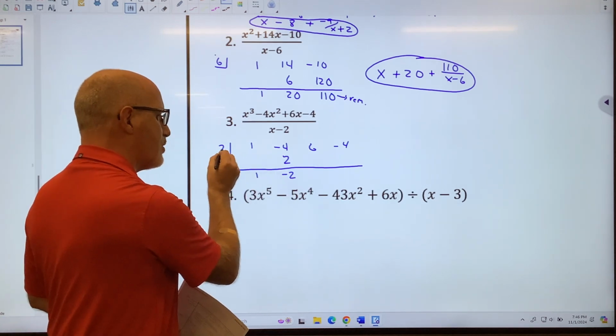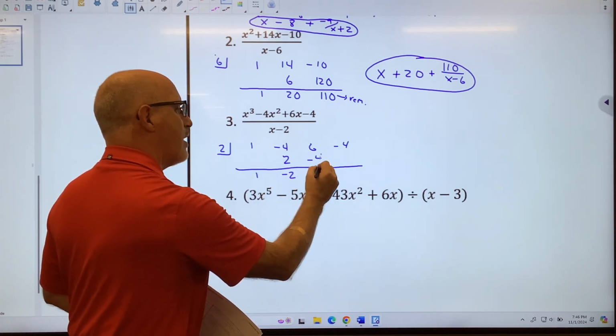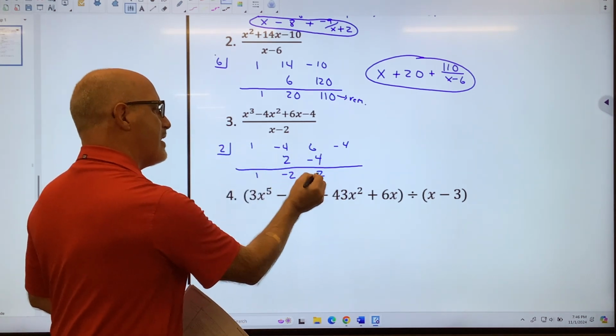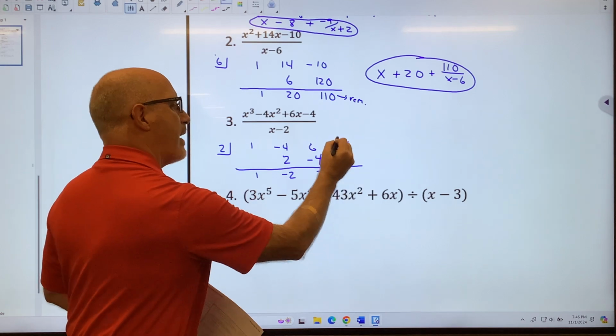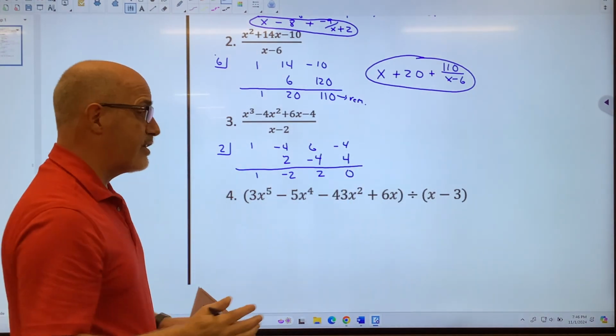Multiply these two, so the number in the box gets multiplied. So 2 times negative 2 is negative 4. Add straight down, you get a 2. Multiply these two, I get a 4. Add straight down, and I get a 0. So I get a remainder of 0.